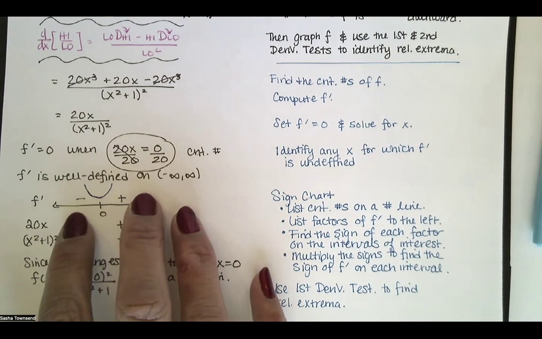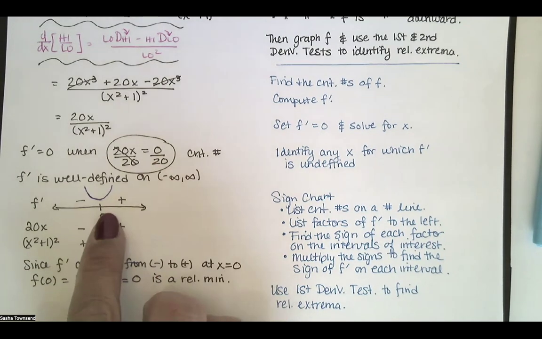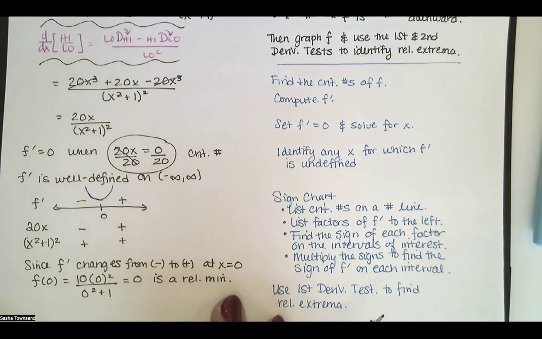Then once we have the sign of f prime, we're able to say that since the function goes from decreasing to increasing at that x value, we must have a relative minimum. And that's the first derivative test.